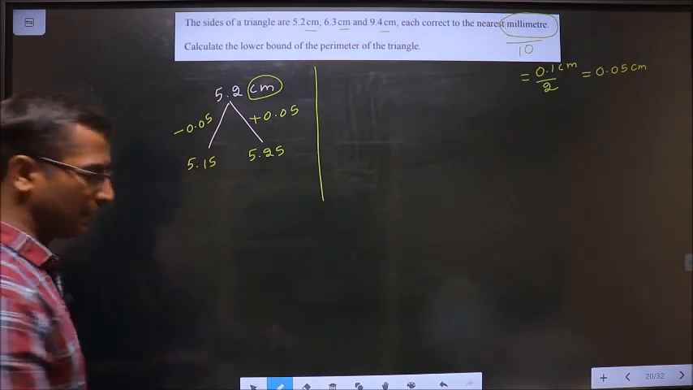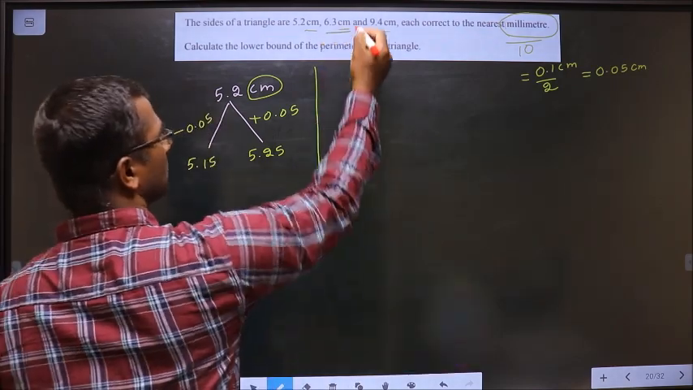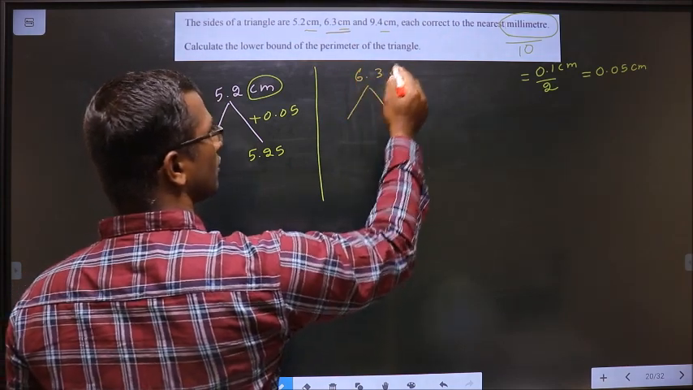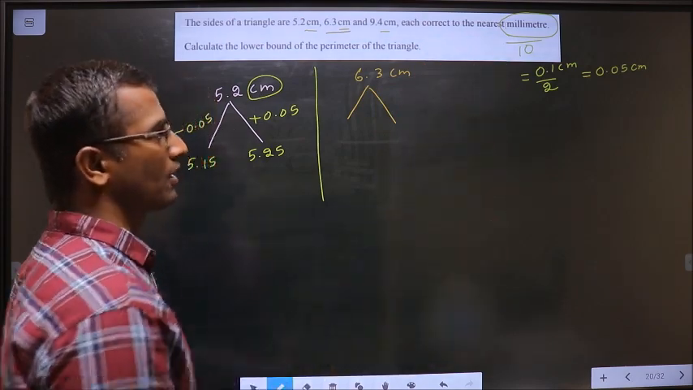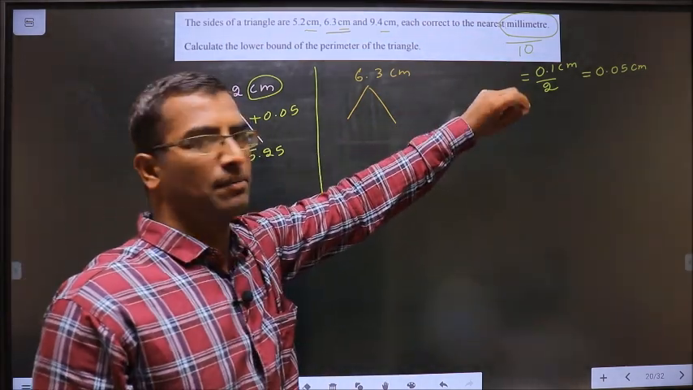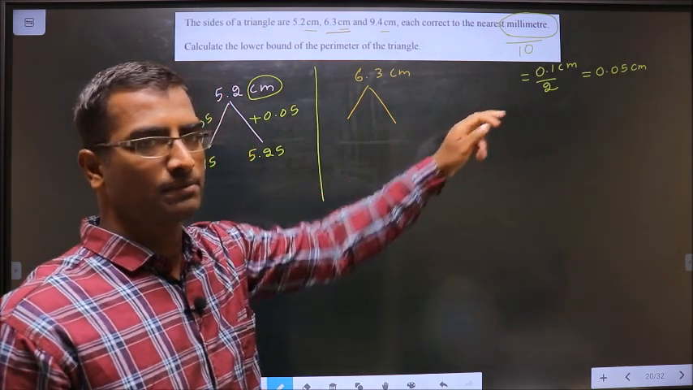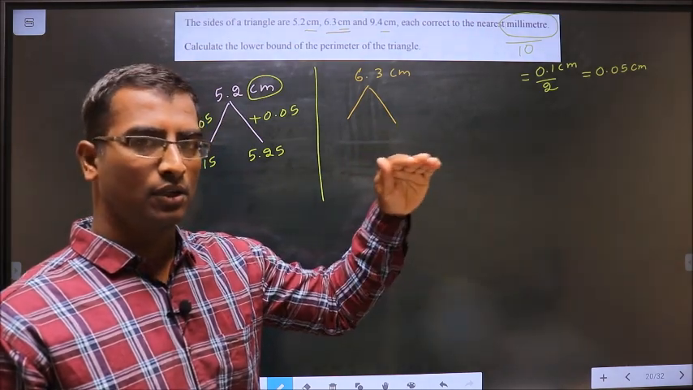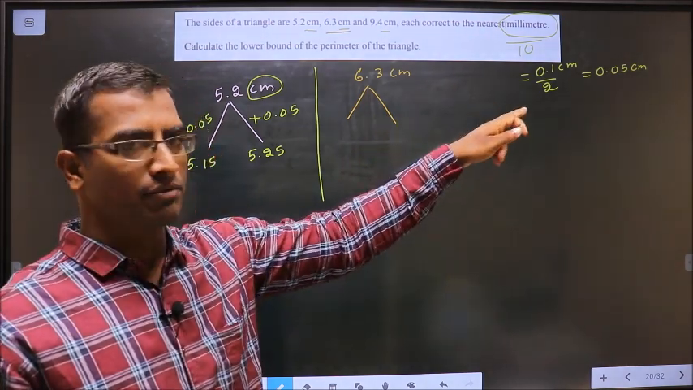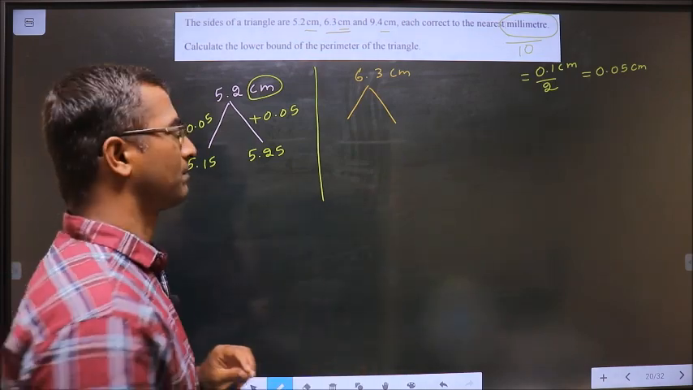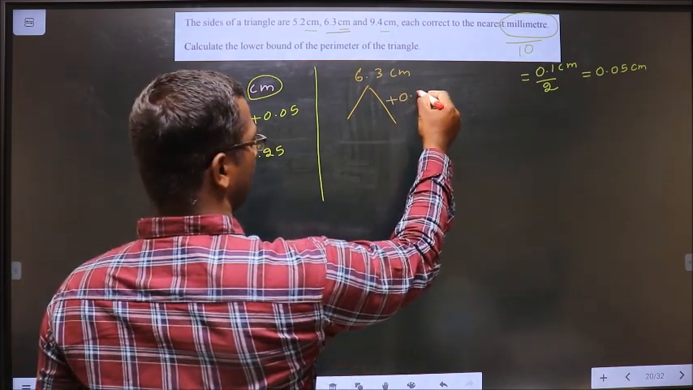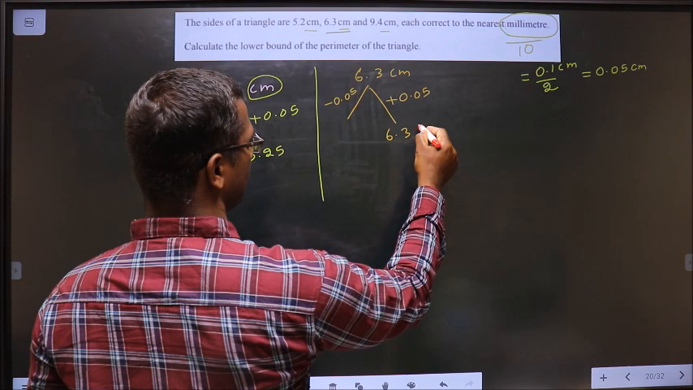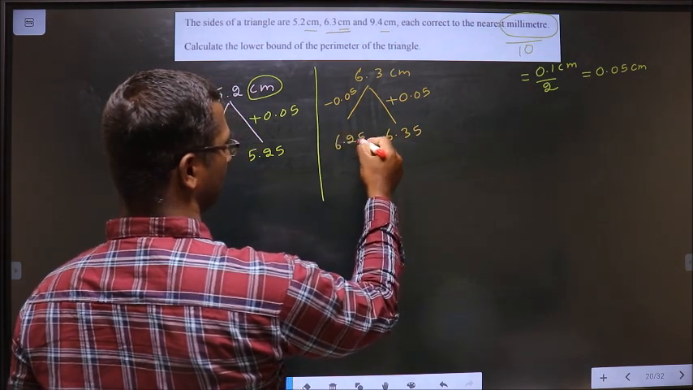Okay, now the next number is 6.3 centimeters. Even this also corrected to the nearest millimeter. So to convert millimeter to centimeter, divide by 10. We get 0.1. So what will you subtract and add means, it's nearest to whatever. Do half. When we did half, we got 0.05. So that you add and subtract. So we get 6.35 and 6.25.